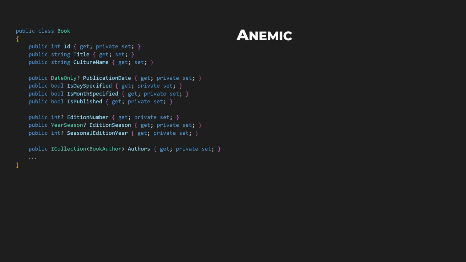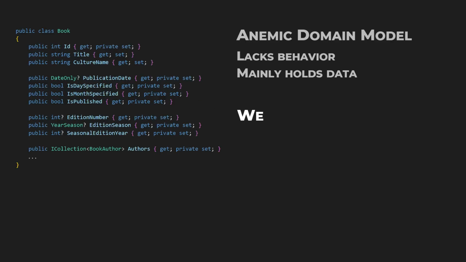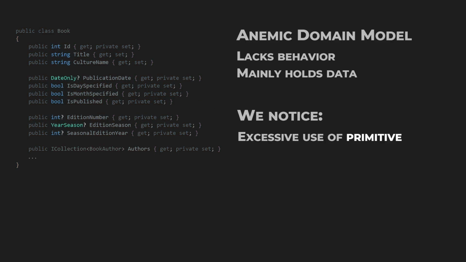This is an anemic domain model. It comes with many issues, some of which we will fix in this video. We call it an anemic domain model when a class lacks behavior and mainly holds data. We notice an excessive use of primitive types, also known as primitive obsession. That is another story which I will not cover in this video.